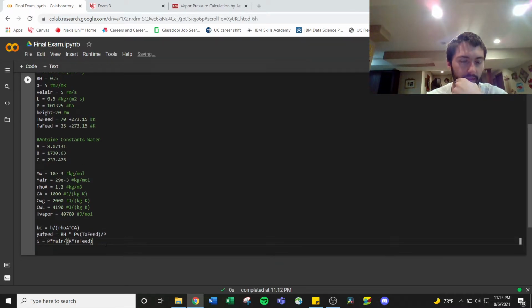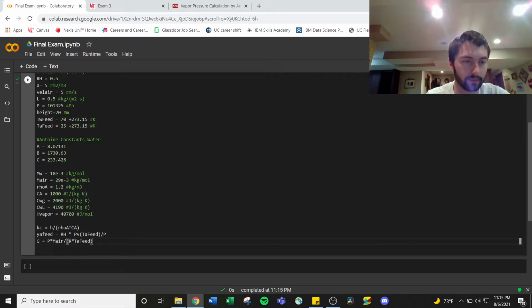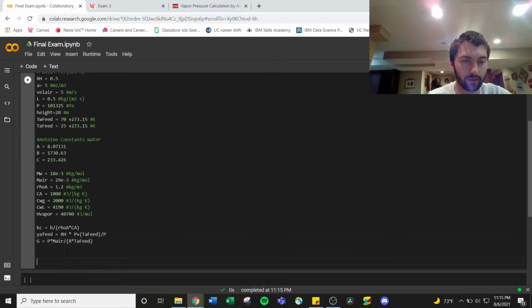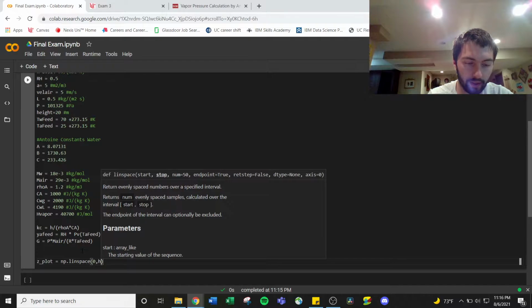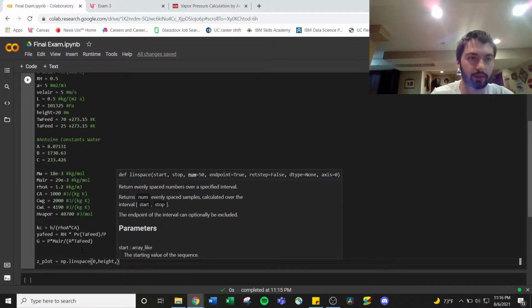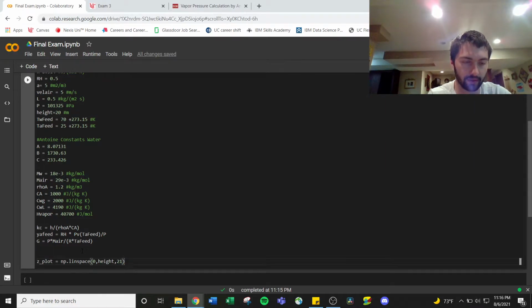And I believe that is all the calculations we want to do right now. So now I want to make a variable z plot. This is going to come in handy when we want to plot, so np.linspace. So we want evenly spaced values from 0 to our height. And since our height is 20 meters, we're going to do 21 values, because then we'll have a value every single meter.